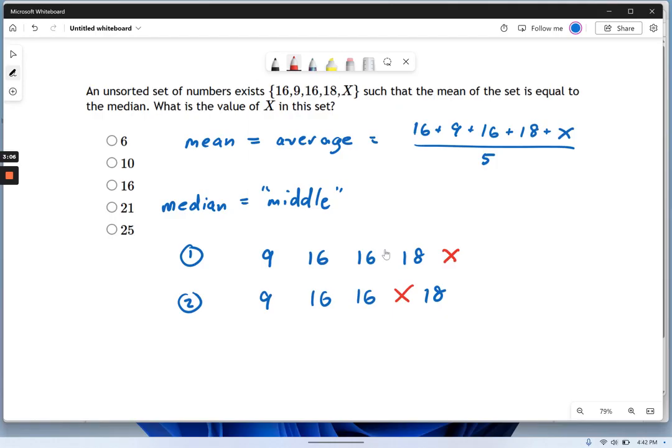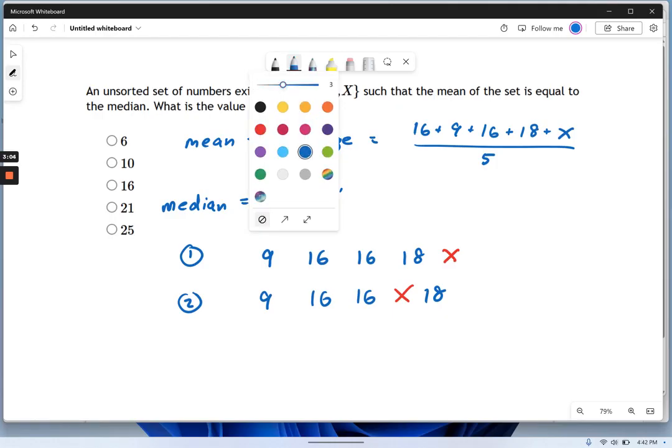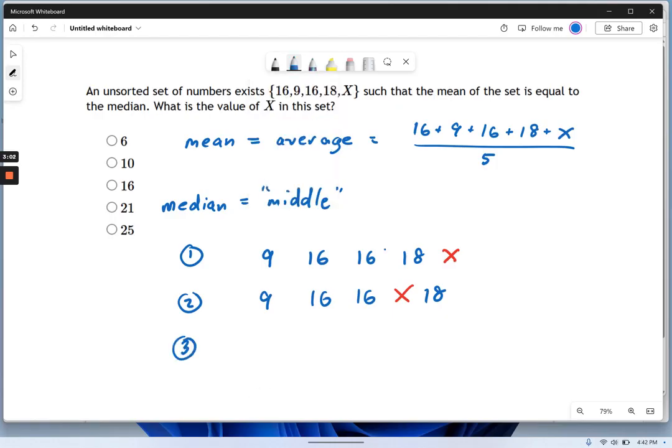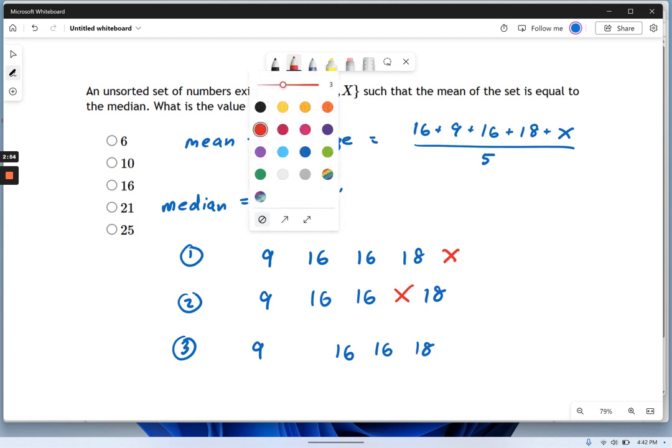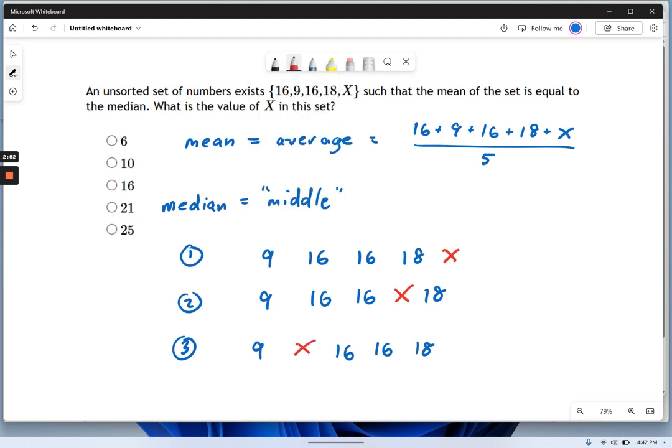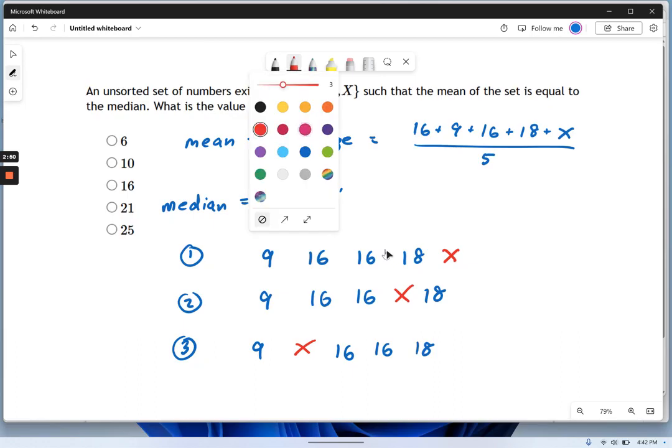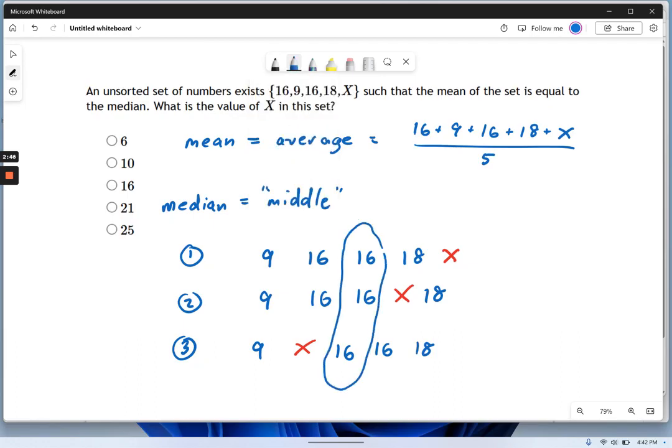But we got another possibility here. What if x is low? I'm going to consider that. Let's say x is something like, I don't know, 13. And it goes in the middle between 9 and 16. So now my set of numbers looks like this, with x over here. In any of these cases, where's the middle? It is right here. So the median, regardless of where x falls, is going to be 16.